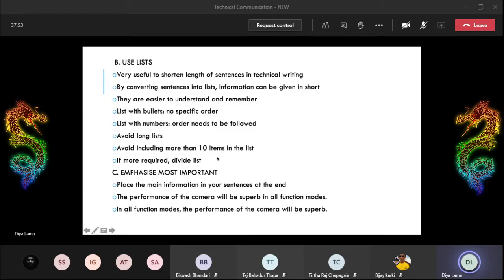So that's all about lists. In C, the third point of sentence construction: emphasize the most important. So whatever is the most important thing in your sentences, you should always emphasize it. So how can you do that? Place the main information in your sentences at the end. So the way you emphasize the most important thing in your sentences is by placing the main information at the end.